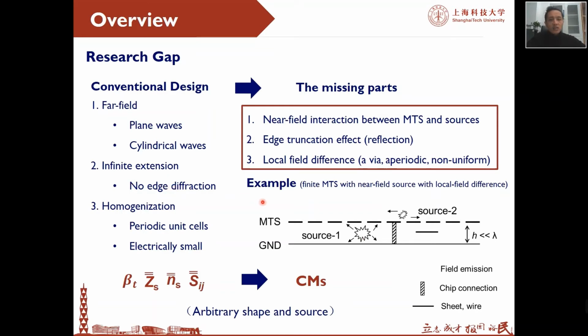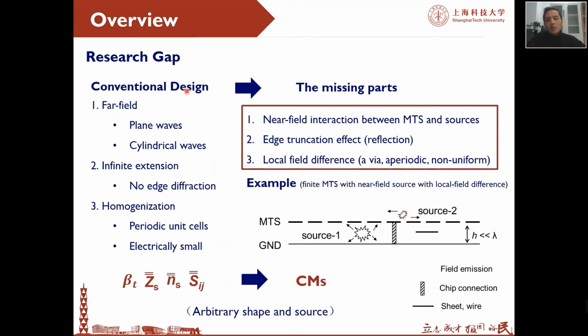The third one is that in addition to the near field excitation here, and also the finite extension or the edge truncation effect here, we may not have periodic unit cells, or we may have some local field difference caused by a via, let's say a feeding via, and maybe some other sources, and we may also have some noise from a chip, from an IC or something else.